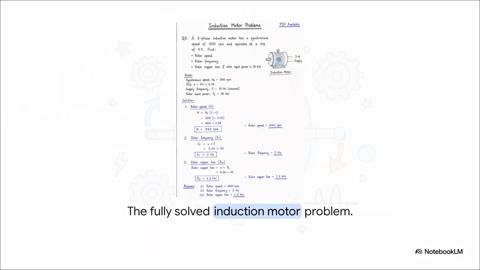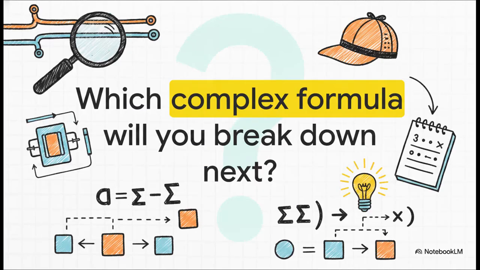To bring this whole thing full circle, let's take one last look at that original source document. Notice those final answers neatly underlined in blue ink by the author at the bottom: 1440 RPM, 2 Hz, and 1.2 kilowatts. We have successfully mapped out this entire page, validating every single step of this mathematical journey along the way. So, which complex formula will you break down next?